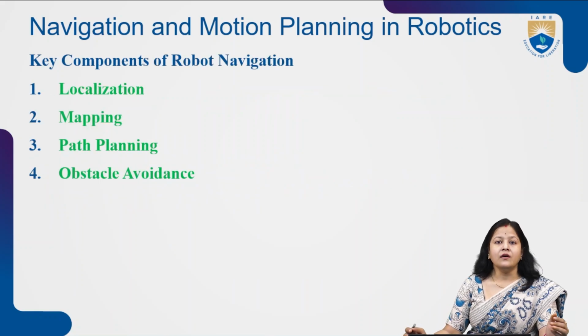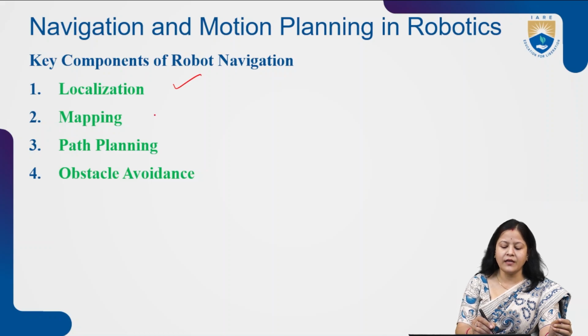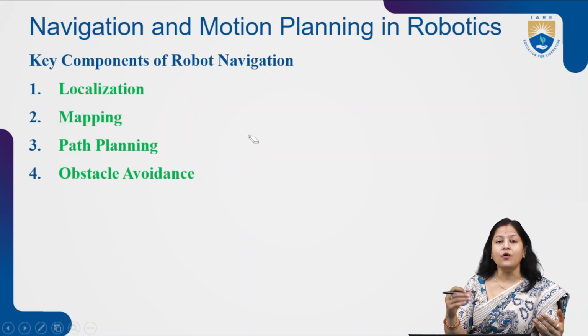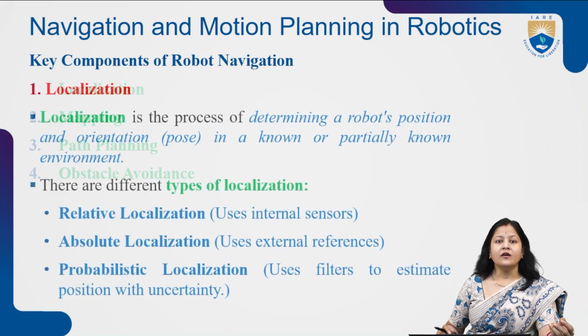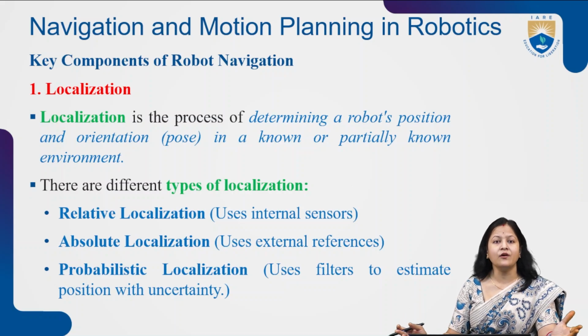Now, these are the key components of robot navigation. The first is localization, then mapping, then path planning, and obstacle avoidance. We need to know all these components so that we can understand how the robot plans its path and tries to explore the environment. The first one is localization. As the name implies, it is finding its location. That is the meaning of localization.